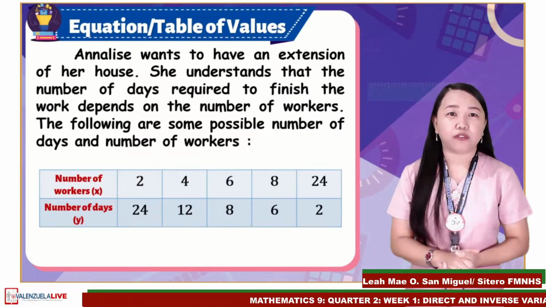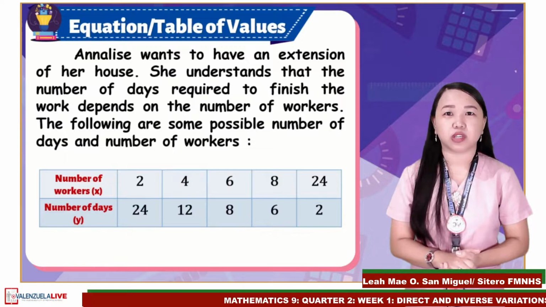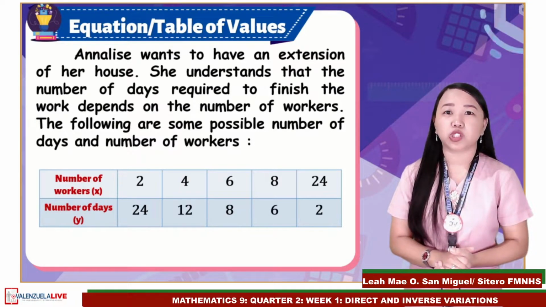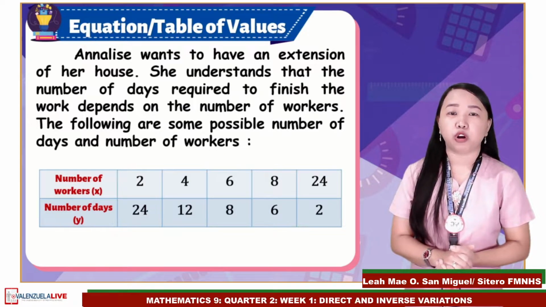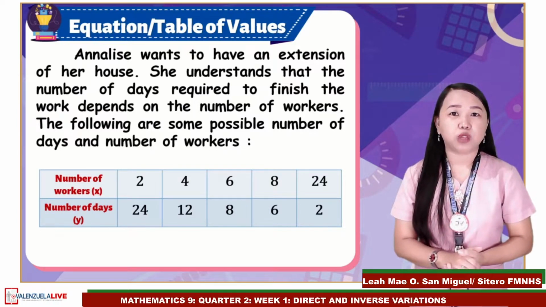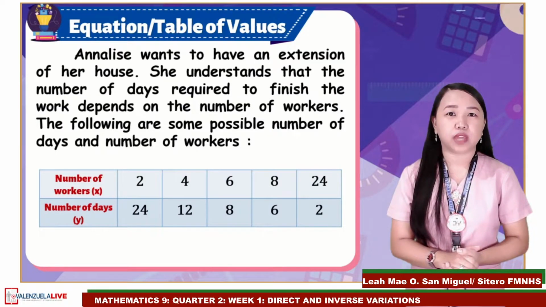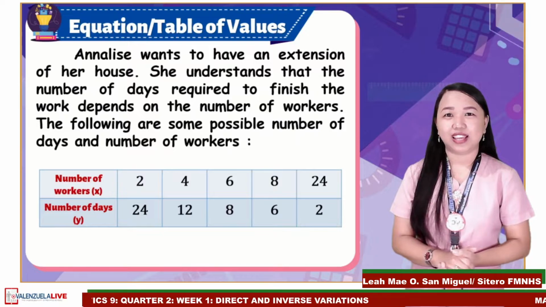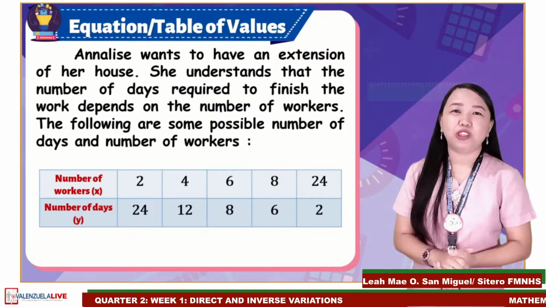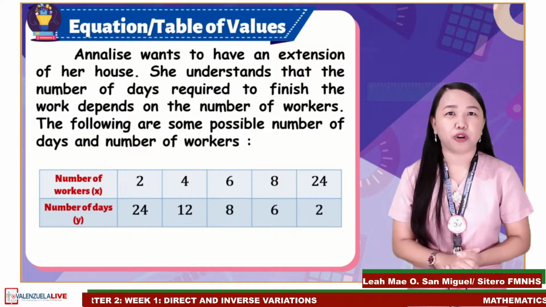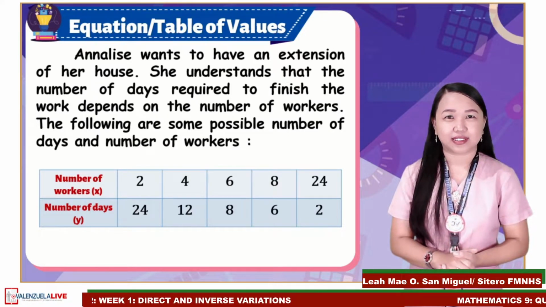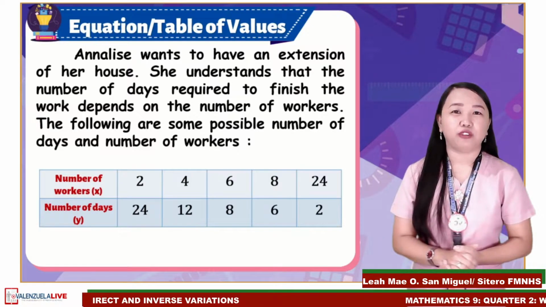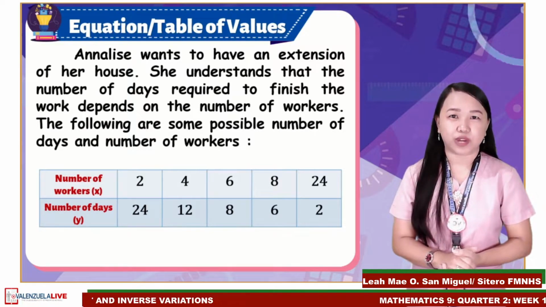Annalise wants to have an extension of her house. She understands that the number of days required to finish the work depends on the number of workers. The following are some possible number of days and number of workers. What did you notice about the values of X or the number of workers? Correct. From 2 to 24, it is increasing.